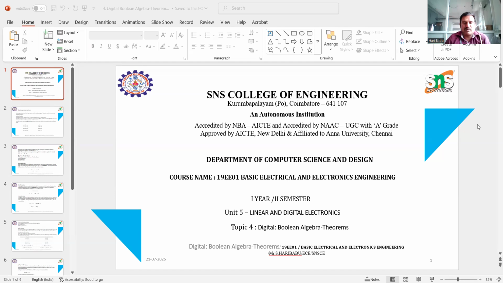Now the subject is about basics of electrical and electronics engineering for the second semester, first year. Unit 5 topic is about linear digital electronics. Topic 4 is digital Boolean algebra theorems. Let us see what theorems have been included in digital Boolean algebra.